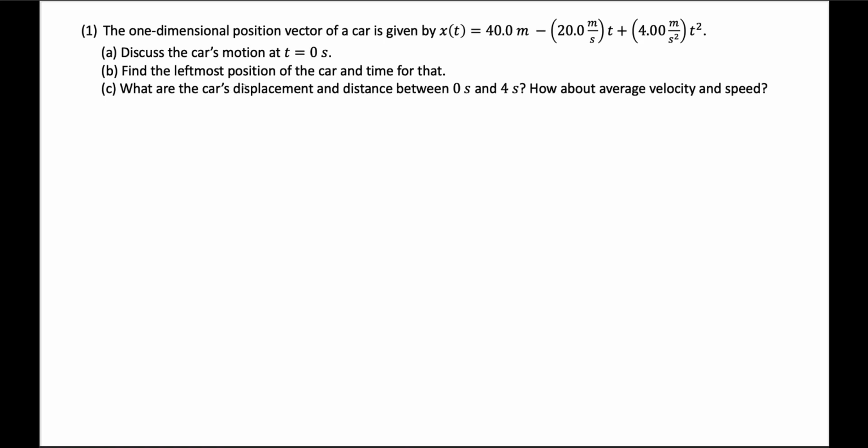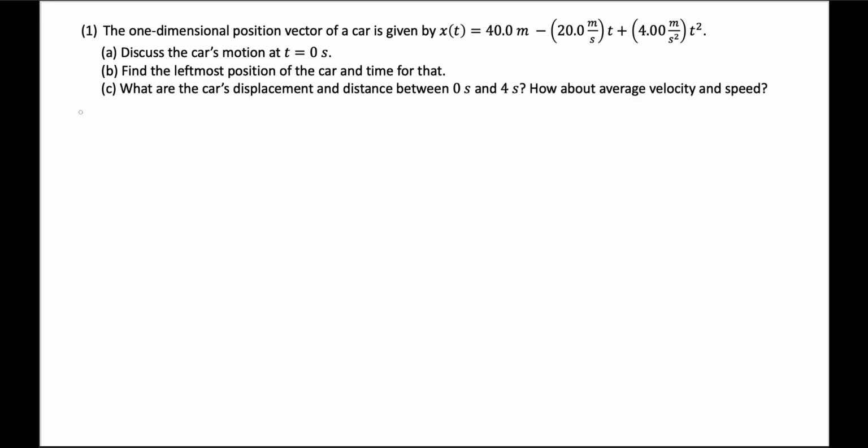Okay, now let's look at some practice problems for the chapter of 1D motion. The first question: the one-dimensional position vector of a car is given by x(t) equals 40 meters minus 20 meters per second times t plus 4 meters per square second times t squared. Question A, discuss the car's motion at t equals 0 seconds.